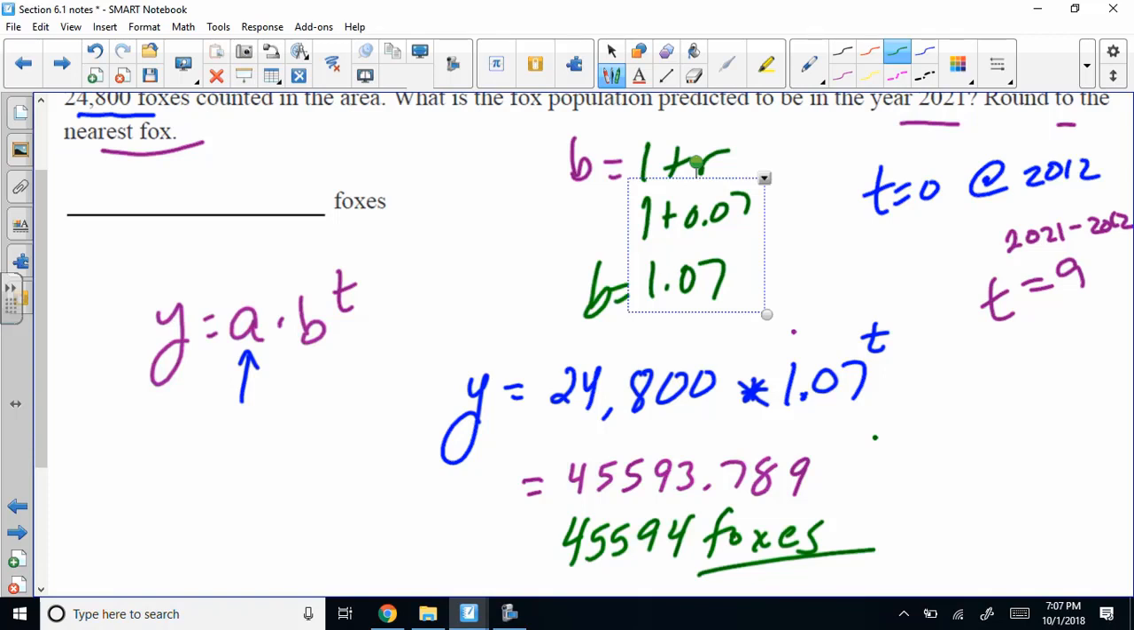2013 would be 1, right? Right. Yeah, anything raised to the 0 power would be 1. 24, 8. Yeah, no problem. That's a base to an exponent.